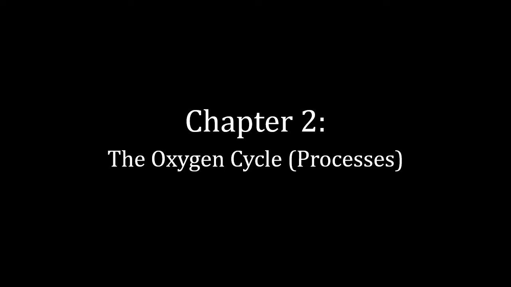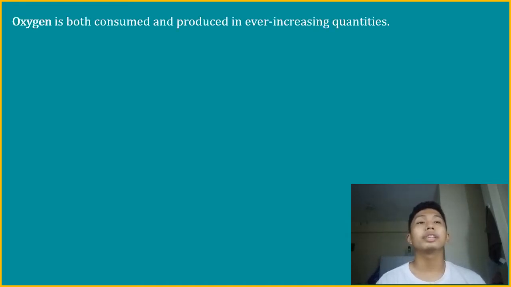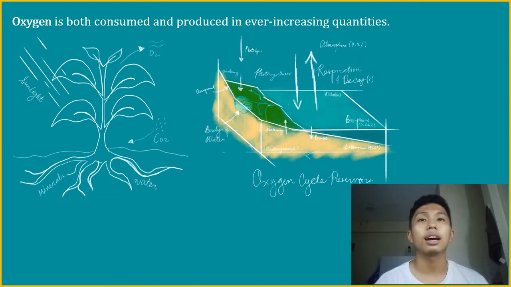Process of oxygen cycle. As a result of the numerous processes that occur on Earth, oxygen is both consumed and produced in ever increasing quantities. Each of these individual processes contributes to the cycle. The carbon cycle and the oxygen cycles are inextricably linked.